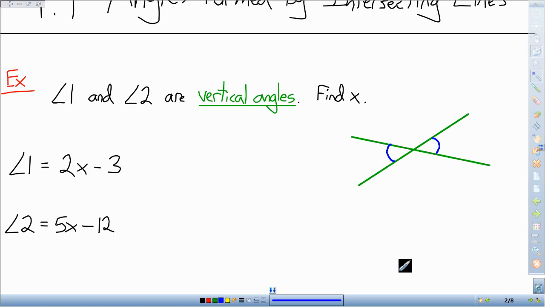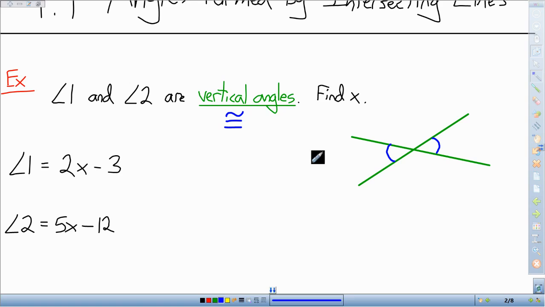Here's the big thing to remember. Vertical angles are congruent to one another. They are equal to one another. So if you want to put a little reminder, you can put a little congruent symbol, just to remind you that vertical angles are always equal.